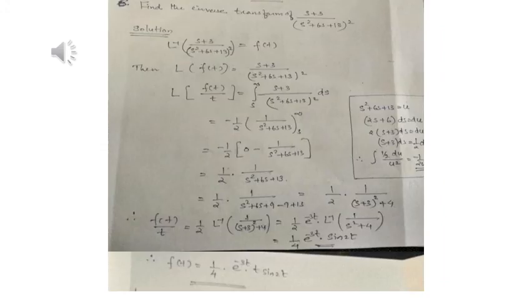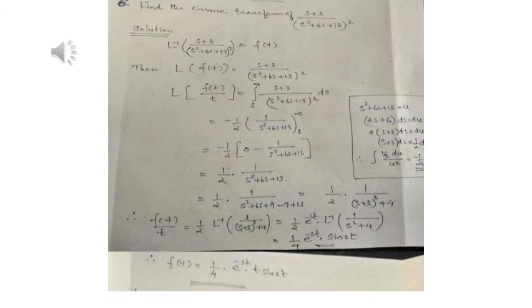So the sixth question: find the inverse transform of s plus 3 by s square plus 6s plus 13 the whole square. So 1 by s is not multiplied with this function. So we can use the second property of integration. That is, if L inverse of f of s is equal to f of t, then L of f of t is equal to f of s, that we know. And when t is divided, that is L of f of t by t is integral s to infinity f of s ds. Okay, so L inverse of this integral s to infinity f of s ds is f of t by t. So we need to find out f of t.